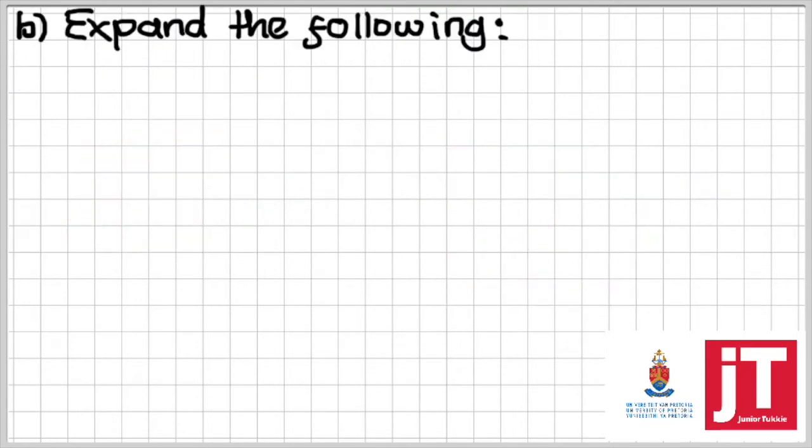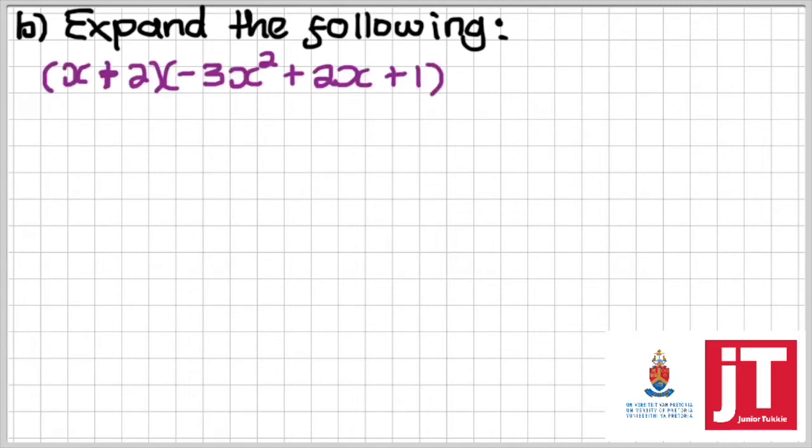We move on to part B, where they say expand the following. The word expand in this context again points towards multiplication. But what are we expanding? We're expanding a binomial with a trinomial. So the approach there would be to take the x from the first bracket, the binomial, and multiply with each term within the trinomial.